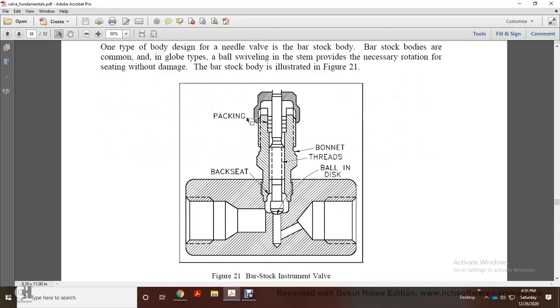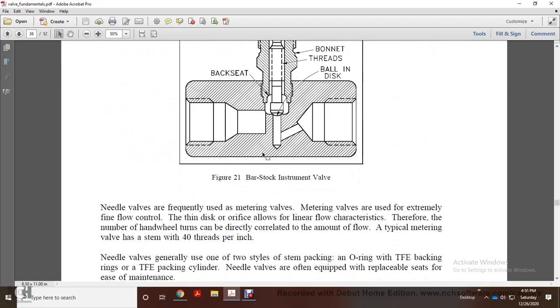Bar stock body instrument shows the packaging, the bonnet threads, the ball disc, ball in the disc, and then the back seat. Needle valves are frequently used as a metering valve. Metering valves are used for extremely fine flow control. The thin disc of the orifice allows linear flow characteristics, therefore the number of hand wheel turns can directly correlate with the amount of flow.